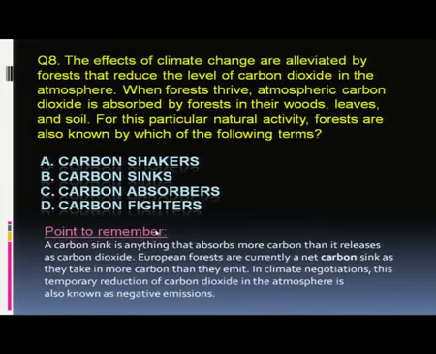What is a carbon sink? A carbon sink is anything that absorbs more carbon than it releases as carbon dioxide. For example, European forests are currently a net carbon sink as they take in more carbon than they emit. In the climate negotiations, this temporary reduction of carbon dioxide in the atmosphere is also known as negative emissions. We are much worried about the carbon emissions in the air in the form of pollutants, but these forests can actually help us in building negative emissions of carbon because they act as carbon sinks.